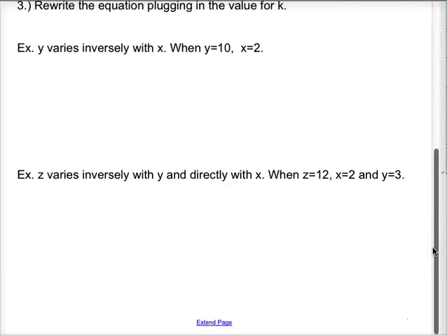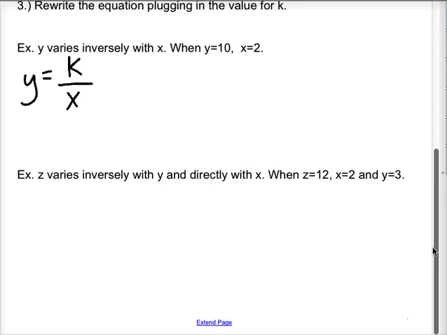So first, y varies inversely with x. So if y is varying, that means y equals k over x. When it's inverse, remember that means you start with k and then your x is on the bottom. Inverse means you put that variable on the bottom. So you always start with k, then you place the variable with whatever language it uses, direct or inverse. So that's going to be our skeleton that we're starting with.